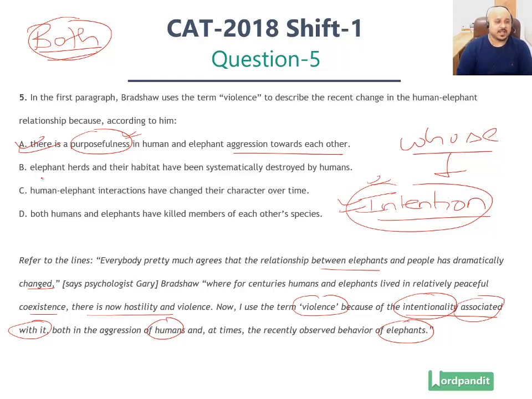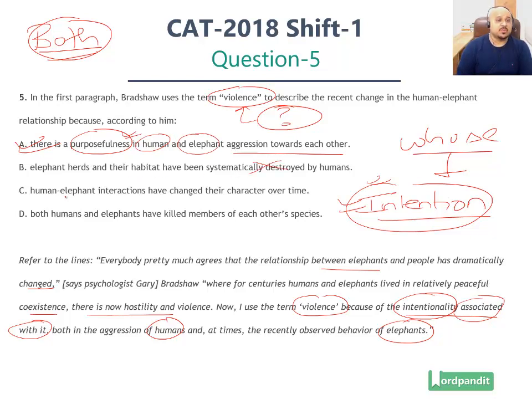Option number B, on the other hand, states elephant herds and their habitats have been systematically destroyed by humans. Remember, this is working both ways. He's using the term violence. The reason for using the word violence is there is intentionality associated with it, both in aggression of humans and at times the observed behavior of elephants. So your answer option should contain both humans and elephants, not only humans, hence ruled out.